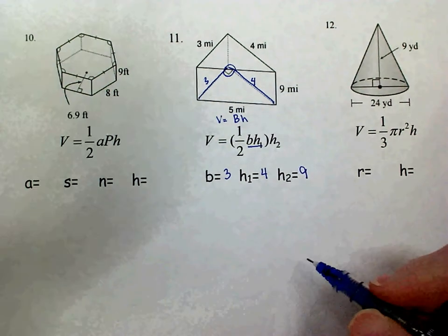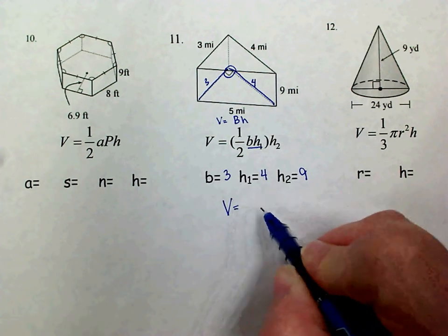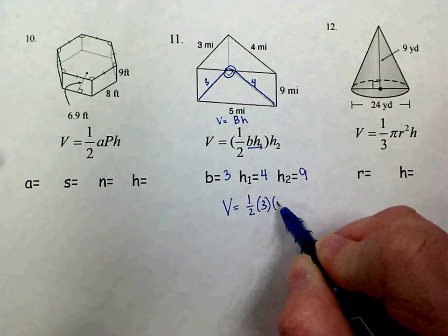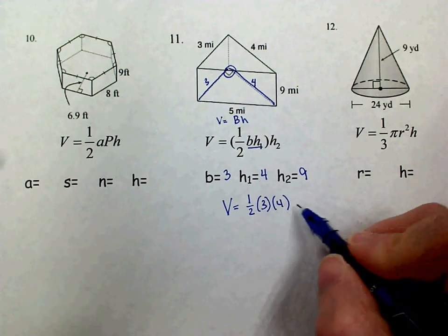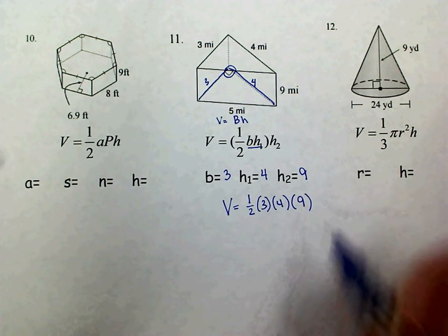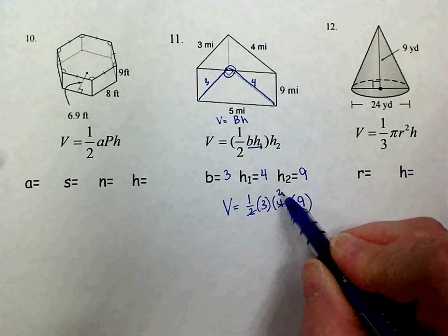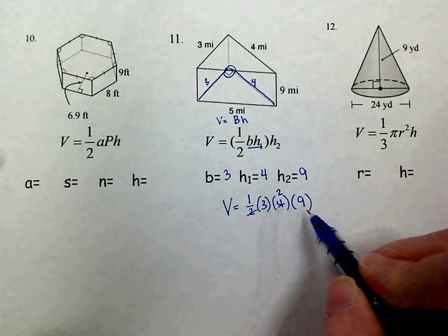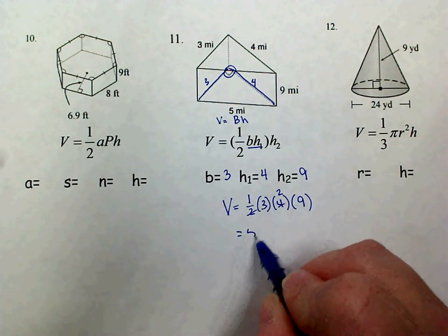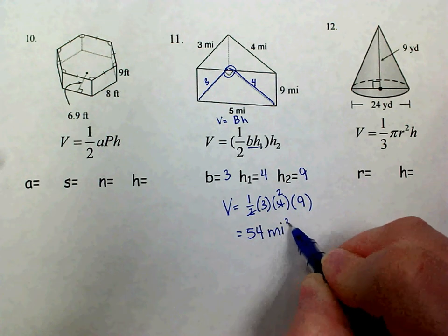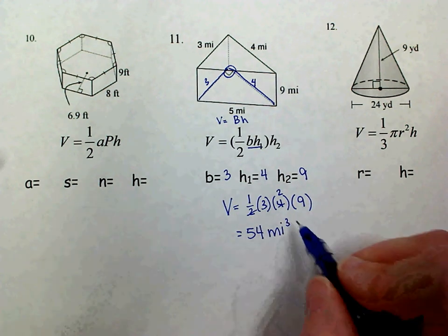So to find my volume, I'm going to find the area of that triangular base at 1/2 base times height. So 1/2, 3 times 4. And then I'm going to multiply it by the height of the prism, which is 9. Half of 4 is 2. 2 times 3 is 6. 6 times 9 is 54. So I have 54. It's volume, so we have cubic units, so it's miles cubed is the volume.